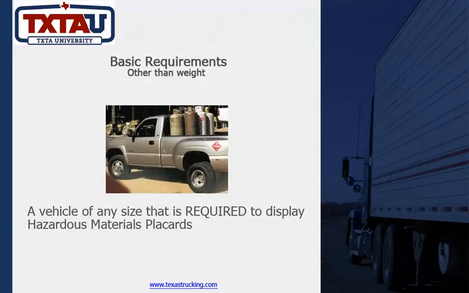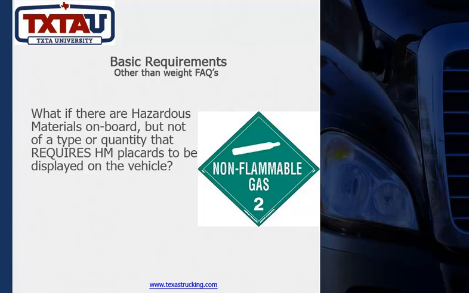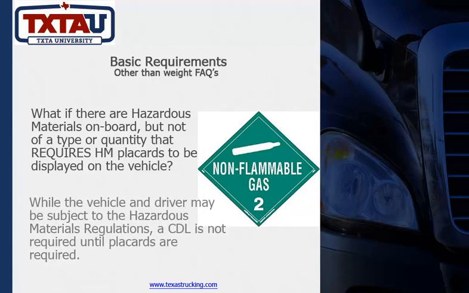A vehicle of any size that is required to display hazardous material placards is considered a commercial vehicle, and a CDL is required for the operation of that vehicle. What if there are hazardous materials on board, but not of a type or quantity that requires hazardous material placards to be displayed on the vehicle? While the vehicle and driver may be subject to the hazardous material regulations, a CDL is not required until placards are required.